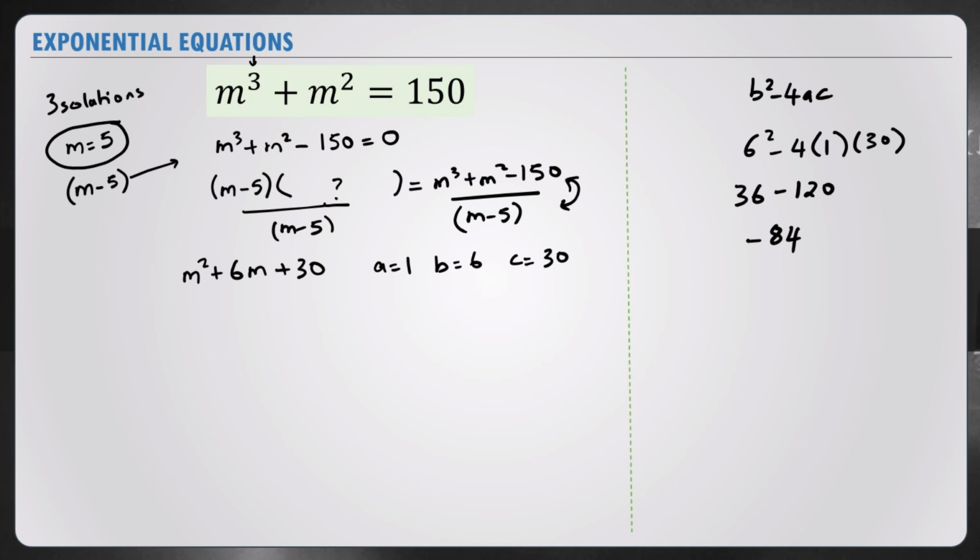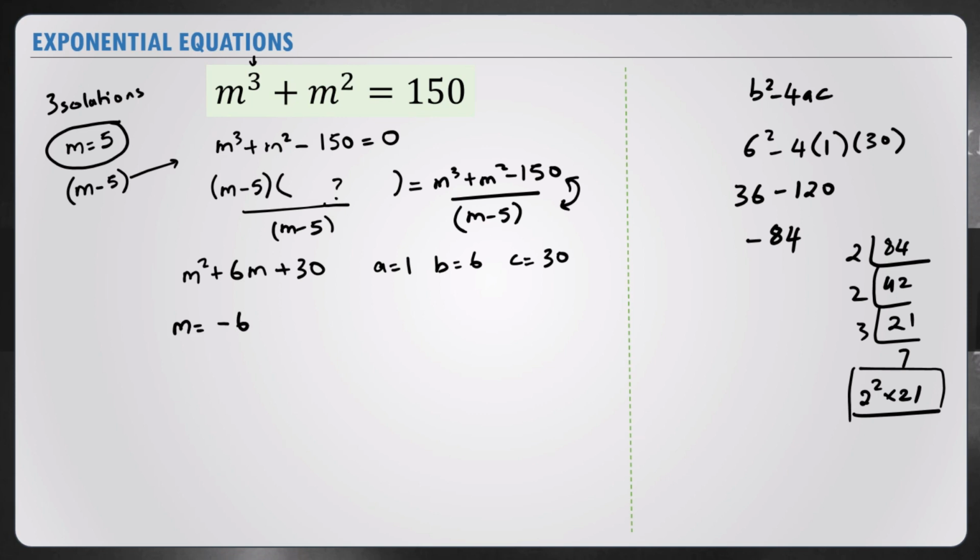Let's write down the factors of 84 to help us out as we move forward, which will be 2 and 42, 2 and 21, and 3 and 7. So the factors of 84 are 2 squared into 21. All right, keep that in mind. Let's get into the value of m. M will be equal to negative b, which will be negative 6, plus or minus the square root of negative 84, over 2a. 2a is 2.